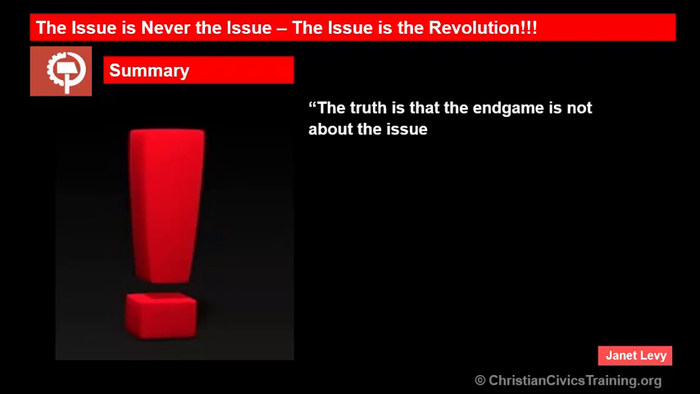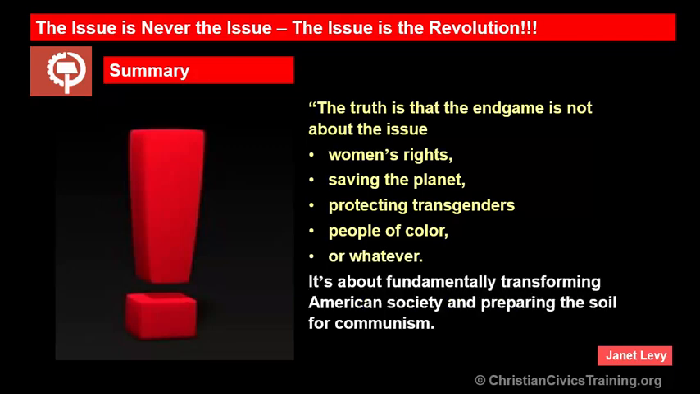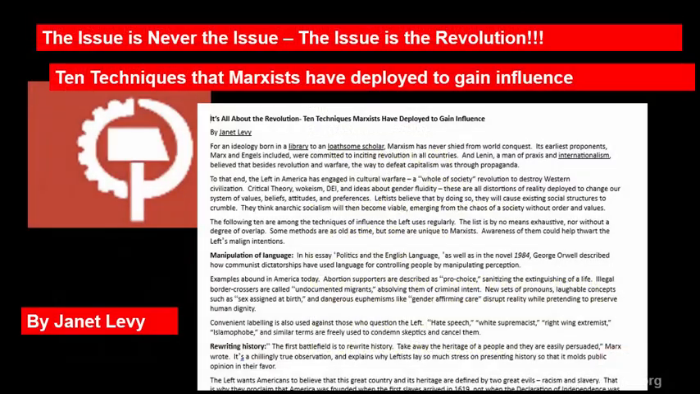The truth is that the end game is not about the issue, women's rights, saving the planet, protecting transgenders, people of color, or whatever. It's about fundamentally transforming American society and preparing the soil for communism. It's all about the revolution. So those are Janet Levy's thoughts, and I appreciate her for them. And it's the 10 techniques that Marxists have deployed to gain influence in American culture.